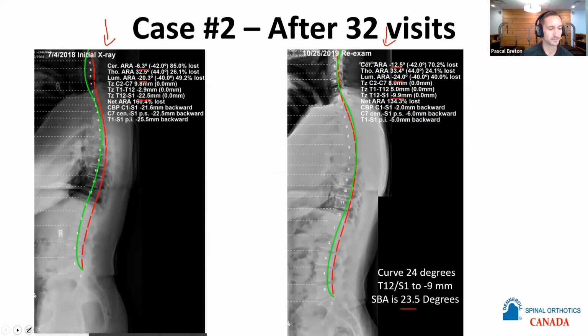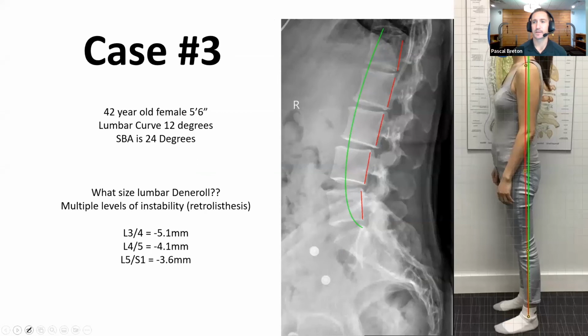Okay, one more case, maybe the most complicated one. Here is a 42-year-old female. She's 5'6". Okay, so she's pretty, almost perfect. If you're thinking size alone, you're thinking medium lumbar Denneroll. If I look on my film here, the green is reference line. She's red. You could see that there is some posterior shift here. I should have put the measurements up. I don't have the exact measurements in how far she shifts backwards, but let's call it approximately an inch backwards.